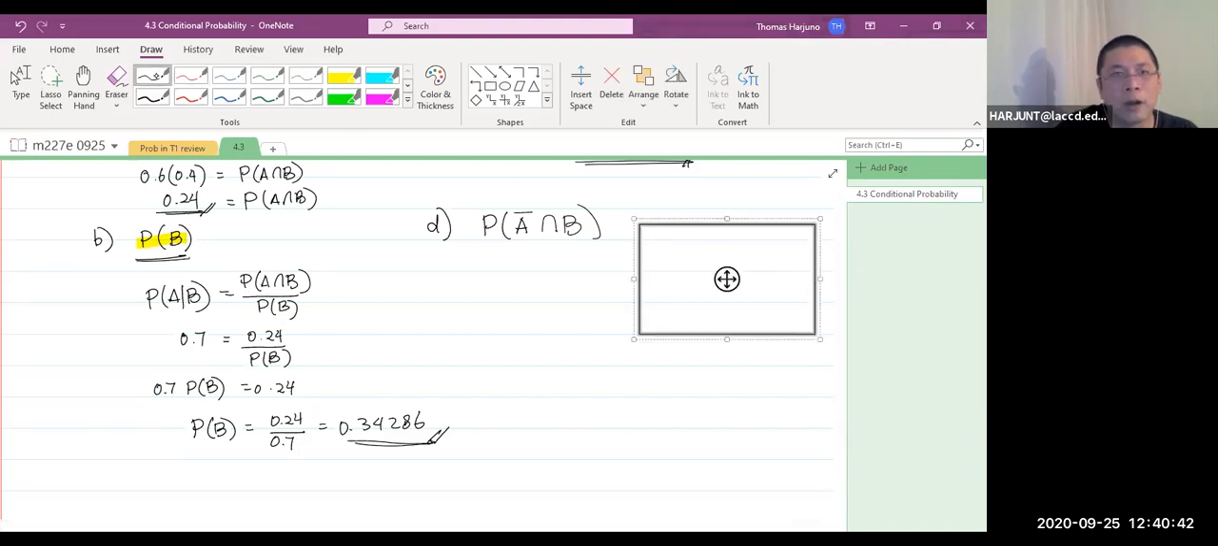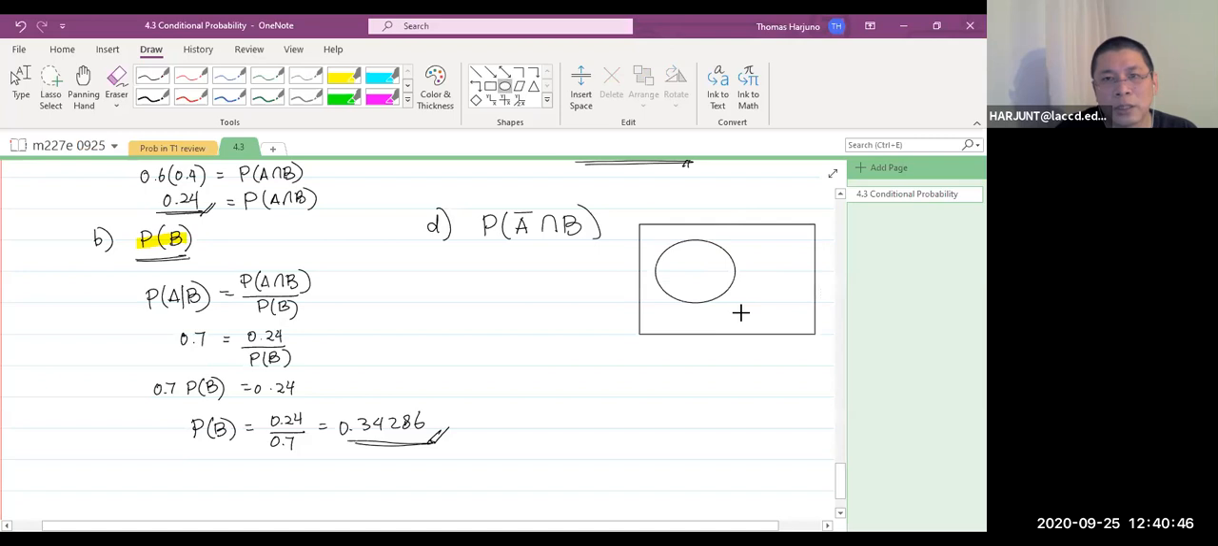So you take a look at the Venn diagram. Let's say this is A and this is B. Now, outside of A but inside of B refers to this region. Are you with me? Can you imagine that? Right? Outside of A, inside of B.